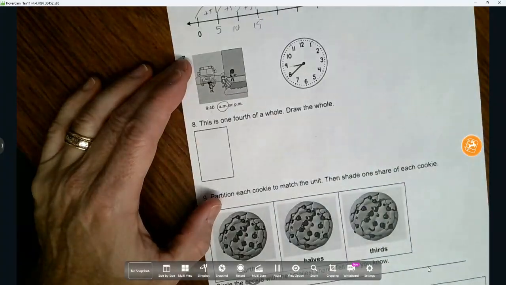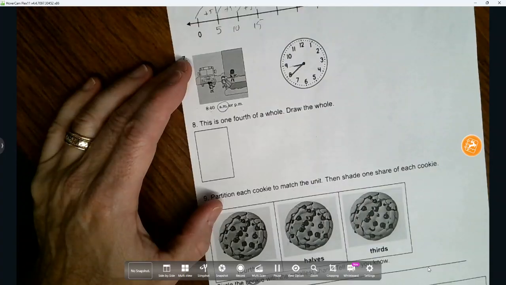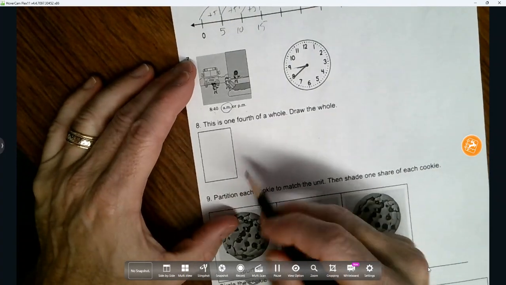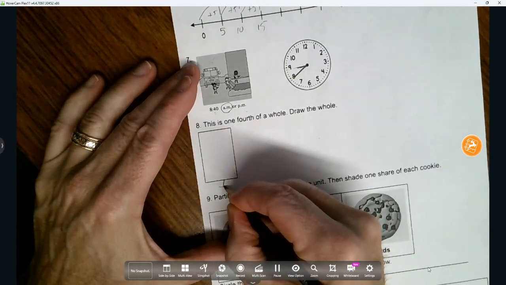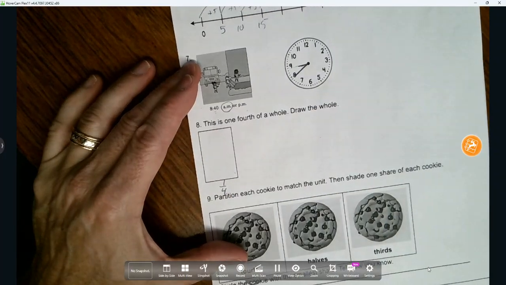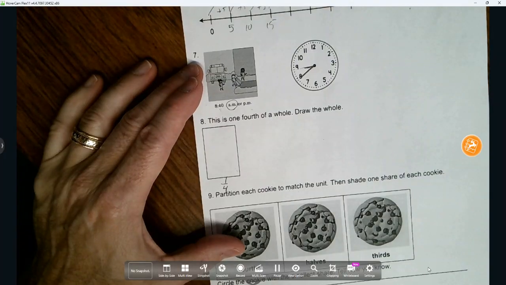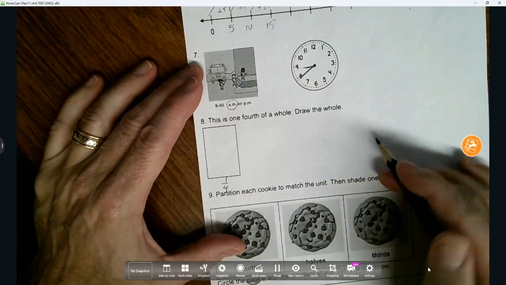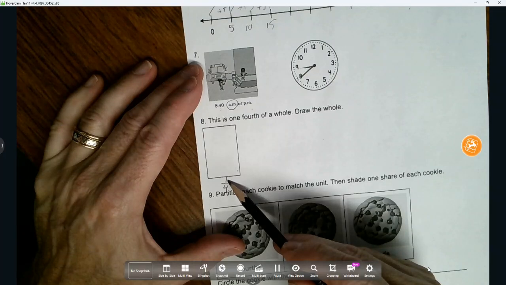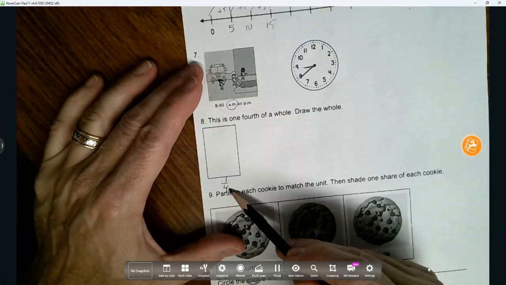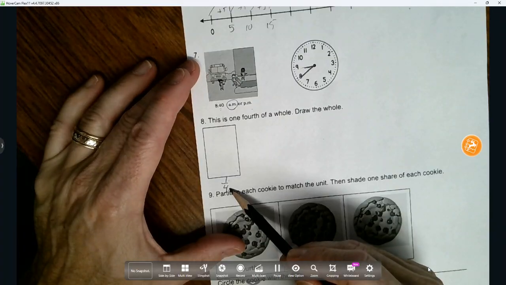Number 8. This is 1/4 of a whole. Draw the whole. So this is 1/4. So this piece here is 1/4. Okay? So you need to make this the whole thing. So this is one piece of it. So the top number tells us how many pieces we have of the bottom number. The bottom number is how many total pieces we need to have.